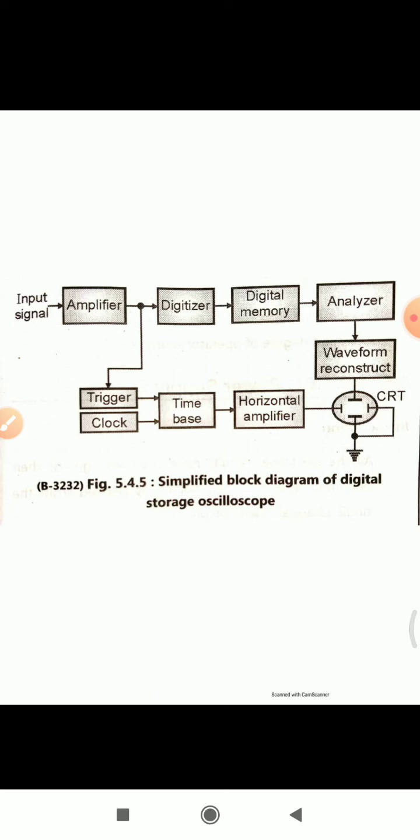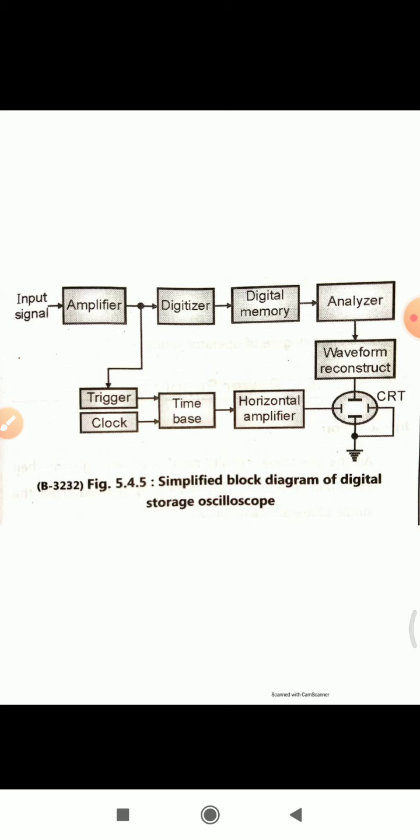All of you are familiar with which type of signals we are analyzing on the oscilloscope, that is CRO. We always used to analyze the analog signals or AC signals, right? So here also input will be the analog signal. So first of all this will be converted into a digital one by this block called a digitizer. So the very first process in the digitization is sampling.